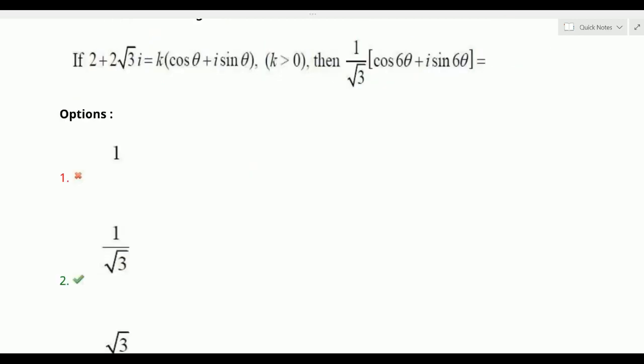What is this question? If 2 plus 2 root 3 i is given as k into (cos theta plus i sin theta), then we have to find 1 by root 3 of (cos 6 theta plus i sin 6 theta). It can be done very easily. First, what is the given result? 2 plus 2 root 3 i is given as k into cos theta plus i sin theta.